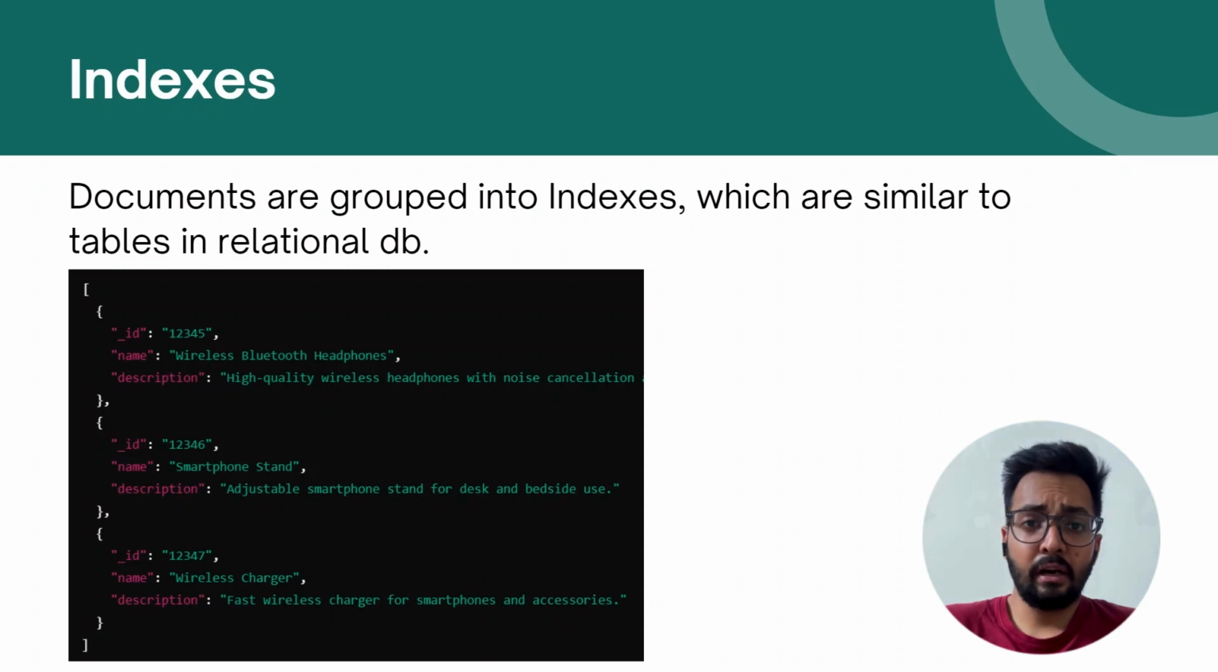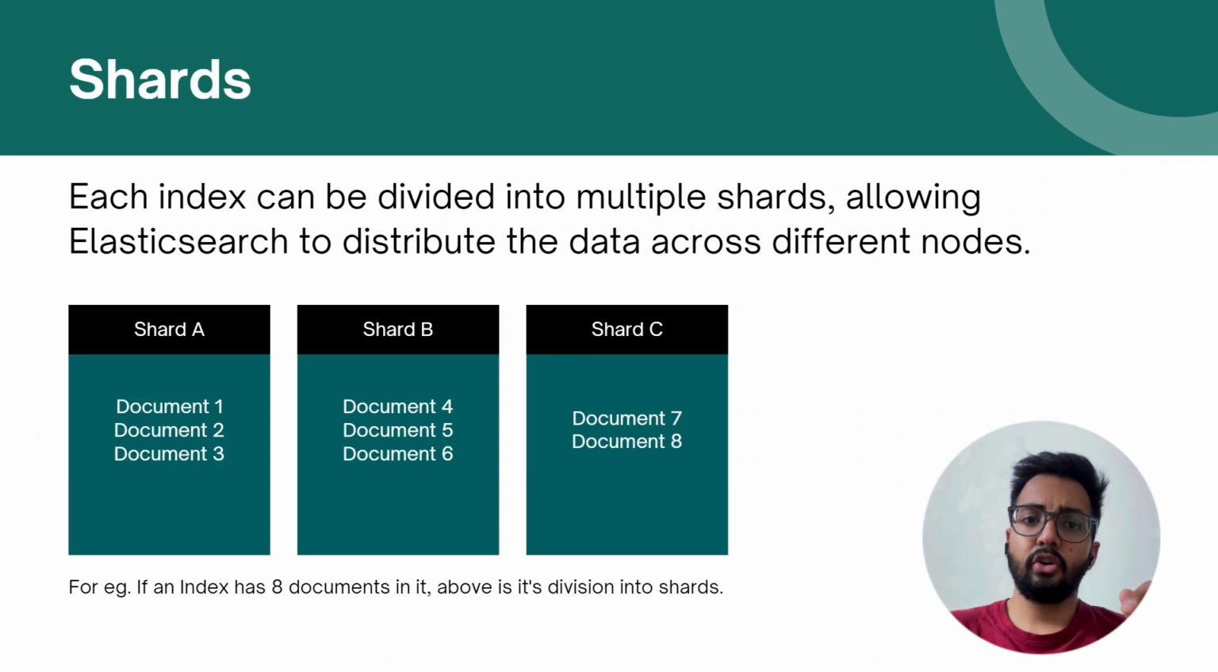As we can have a table of products or another table for users, we can similarly have indexes for those as well. Next come shards. Shards are partitions. Each index can be divided into multiple shards, allowing Elasticsearch to distribute the data across different nodes. This distribution enhances performance by enabling parallel searches across shards.